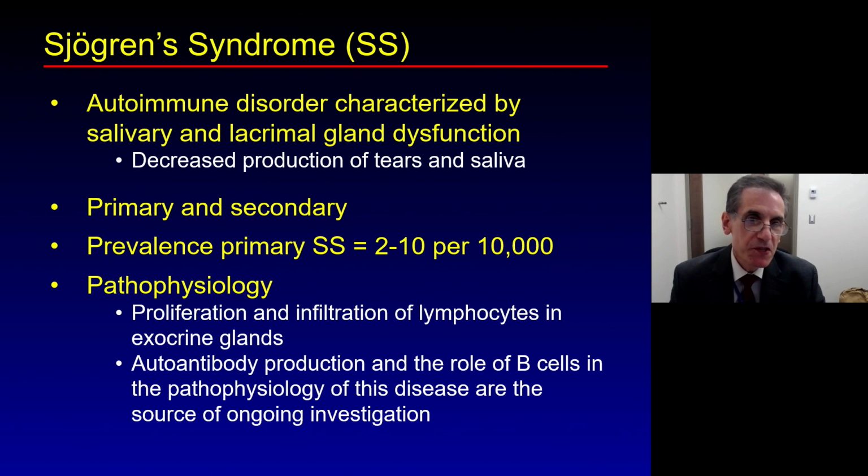Let's move on to Sjogren syndrome. This is an autoimmune disorder characterized by salivary and lacrimal gland dysfunction. Patients become dry in their mouth and their eyes, so they have decreased production of tears and saliva. There are primary and secondary forms of this. Some patients have primary disease where basically all they have is Sjogren syndrome, but there are many patients who have RA or lupus or other autoimmune disorders who have secondary Sjogren's.